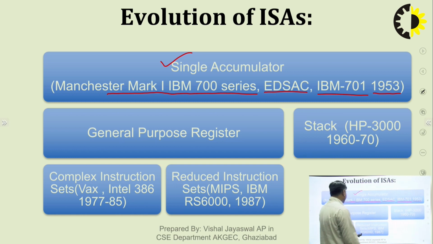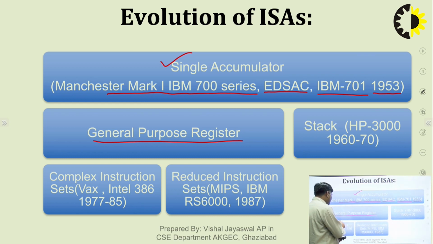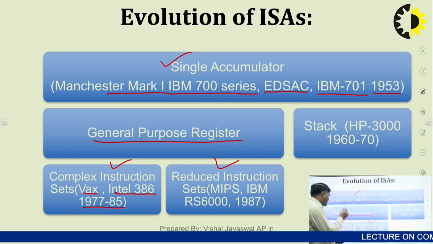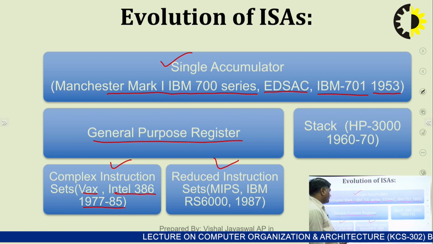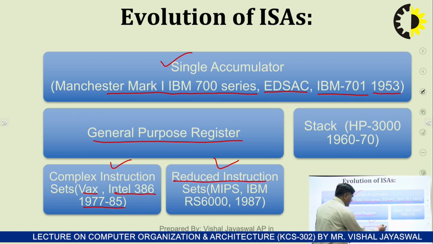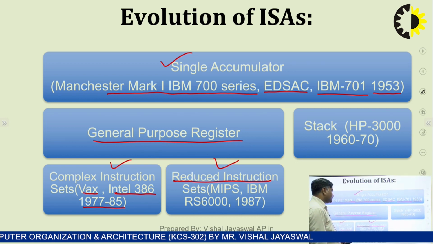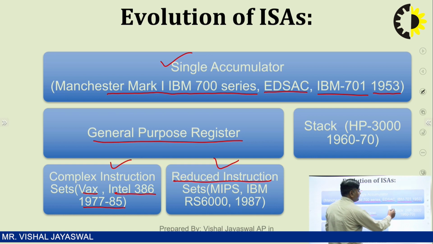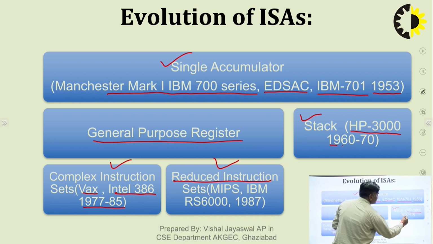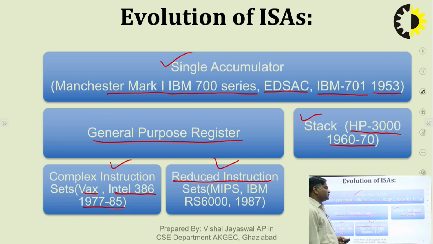If we talk about general purpose register computers, there are two architectures for general purpose: complex instruction set computer and reduced instruction set computer. For the complex instruction set computer, VAX and Intel 386, from 1977 to 1985, are called complex instruction set computers. For the reduced instruction set computer, MIPS and IBM RS 6000 in 1987 were used. Next are stack based computers, the HP 3000 from 1960 to 70, produced by HP.